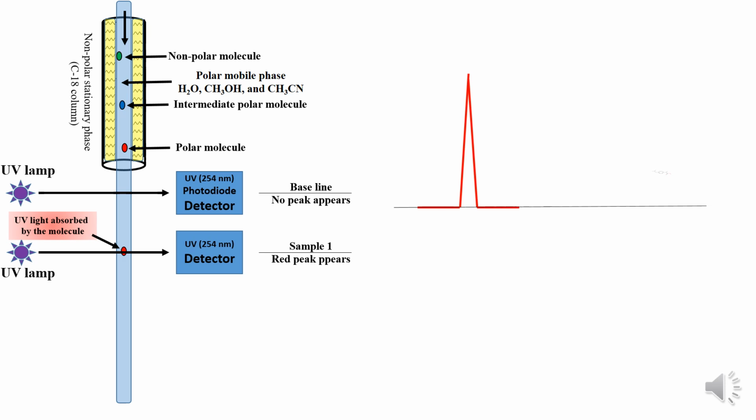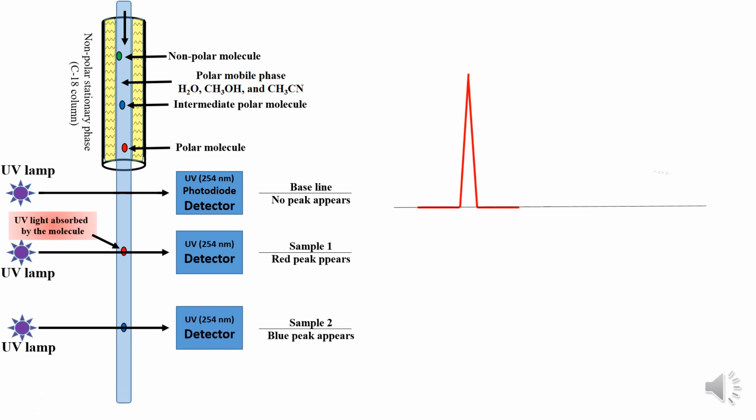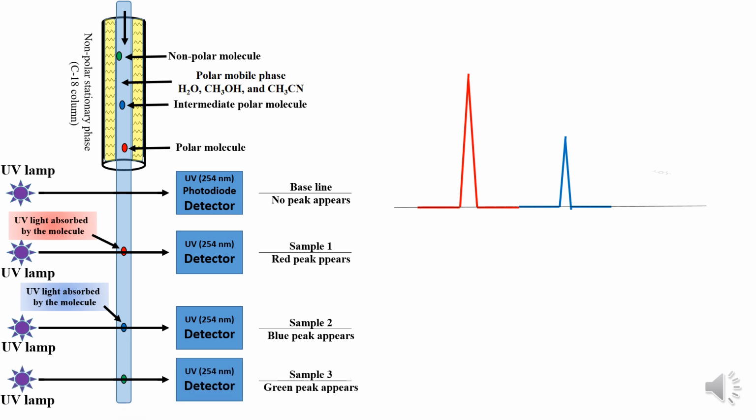Now this peak corresponds to the polar molecule, and the second molecule that will be coming out of the column will be the blue molecule. When it falls in the path between the UV lamp and the detector, it absorbs the radiation given by the UV lamp and detector. It generates an electrical signal. It's amplified and recorded as a signal, which is seen as a peak. So blue peak for the blue molecule.